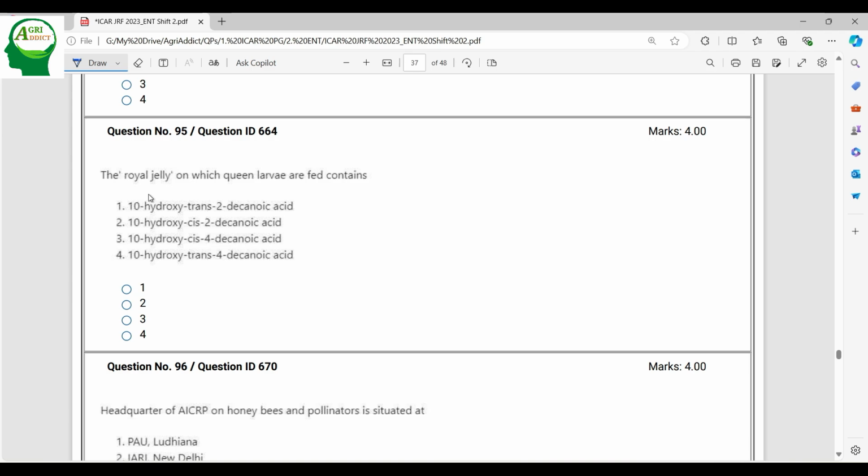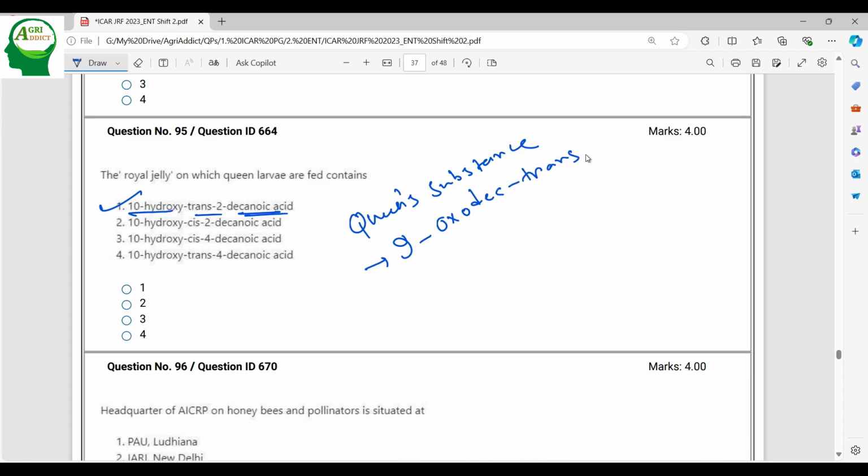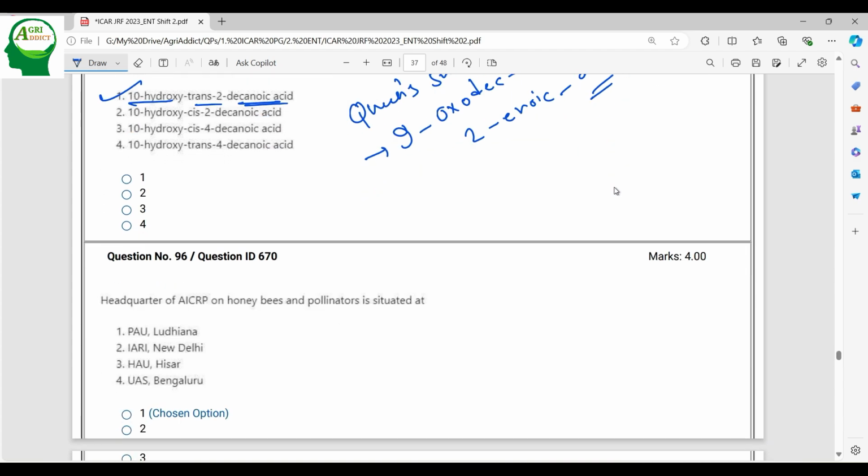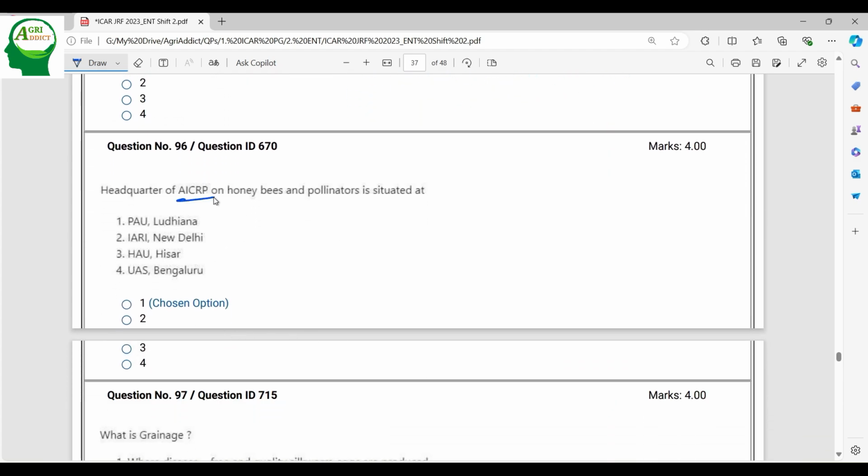The royal jelly on which queen larvae are fed contains mainly 10 hydroxy trans 2 decenoic acid. Okay. And another thing is there, that is queen substance. So it contains 9 oxo deca trans 2 enoic acid. Okay, just remember these two. This is queen substance.